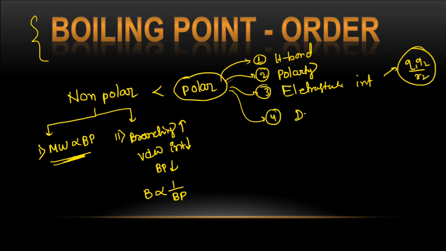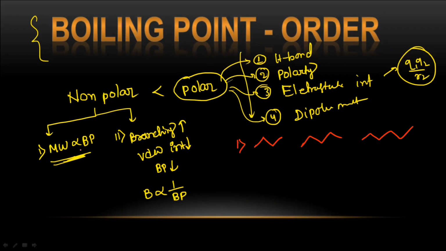Fourth one is dipole moment. So we have to check all these factors, and try to check them in this sequence. So this is the whole picture of boiling point comparison. Now let's take some examples. First example is butane, pentane, and hexane. Now all these are non-polar molecules, so they have given a comparison among non-polar molecules.